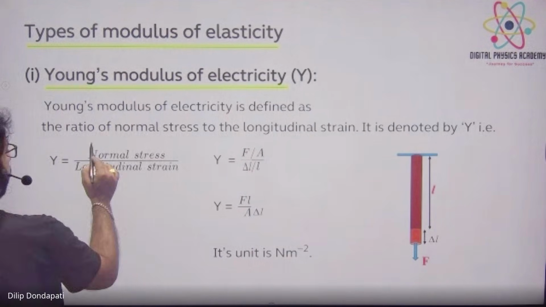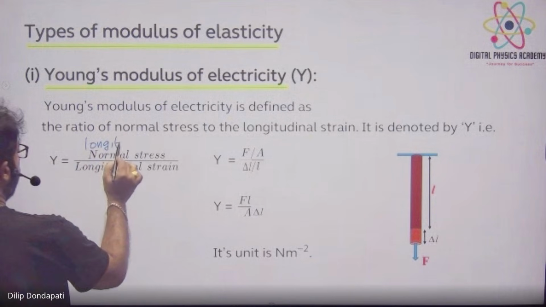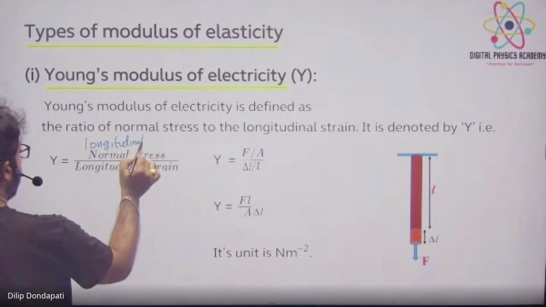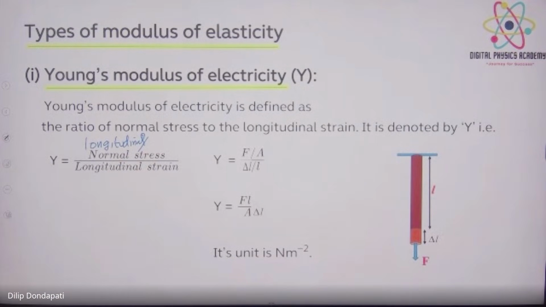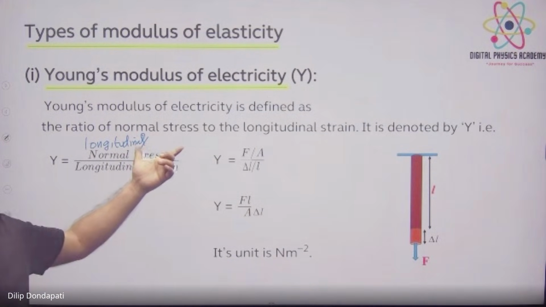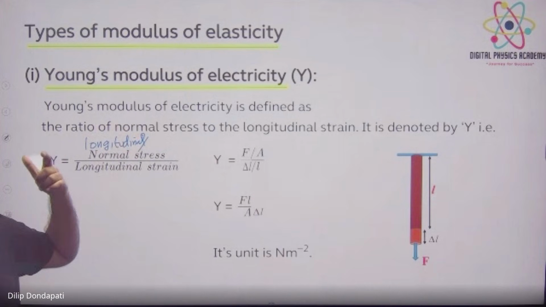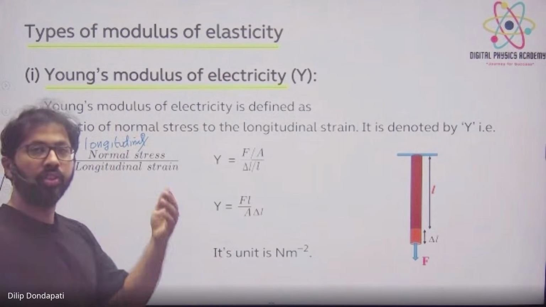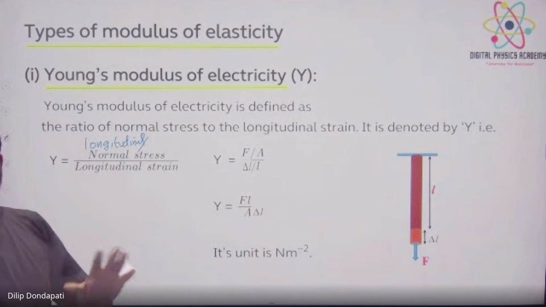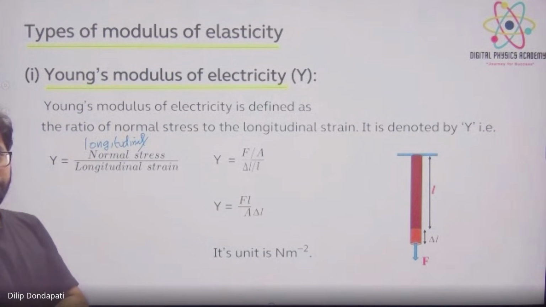Normal stress is nothing but longitudinal stress. Sometimes they call it normal stress. So longitudinal stress by longitudinal strain is called Young's modulus of elasticity. Similarly, bulk stress by bulk strain is bulk modulus of elasticity. Shear stress by shear strain is called shear modulus of elasticity.